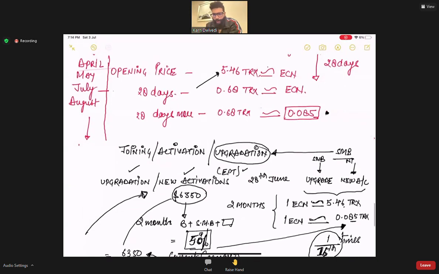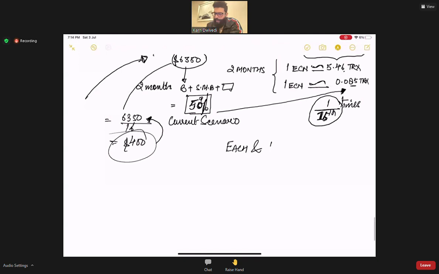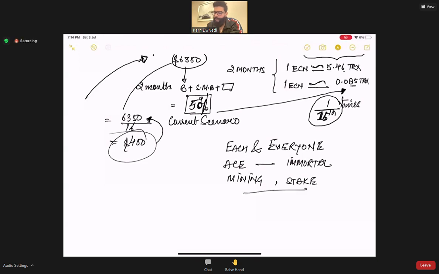So to avoid this situation for each and everyone, whether you are an ace rank holder or an immortal rank holder, whether you are a mining package holder or a stake package holder, it doesn't matter, because your money is in the system, which is coming out with the huge loss. And basically this is where you say that you are sacrificed, you are done, closed.